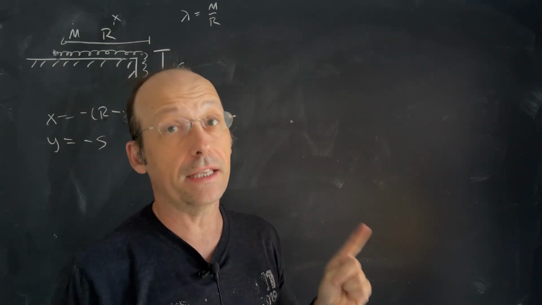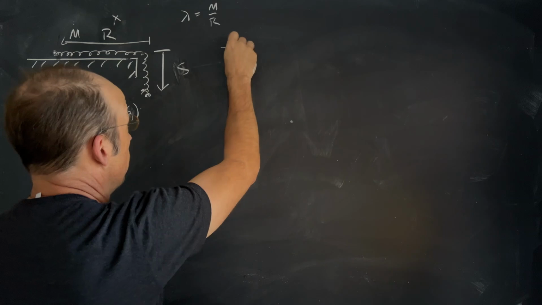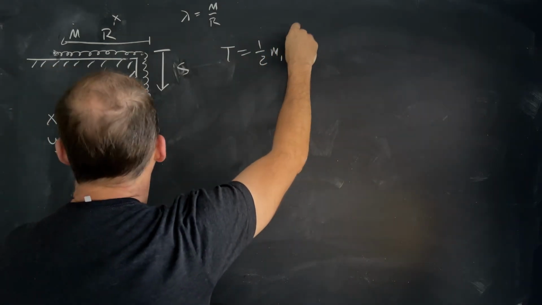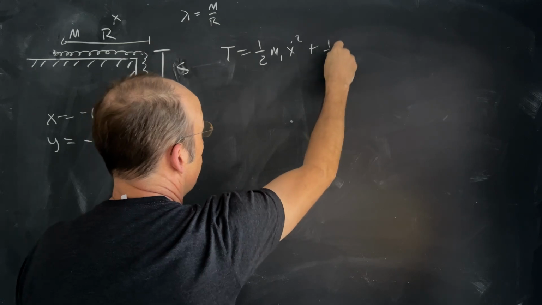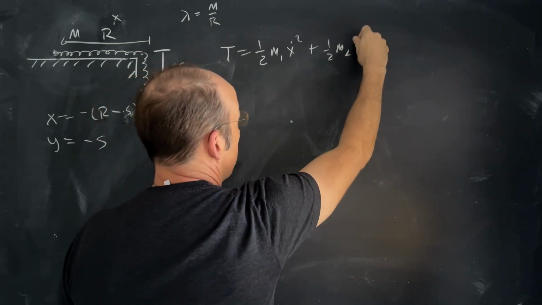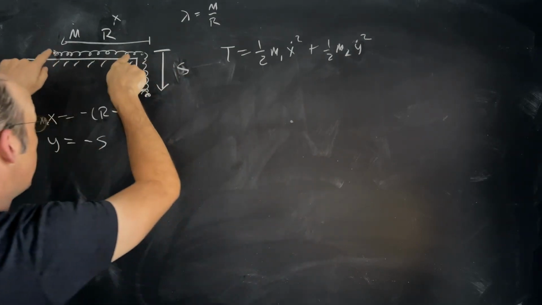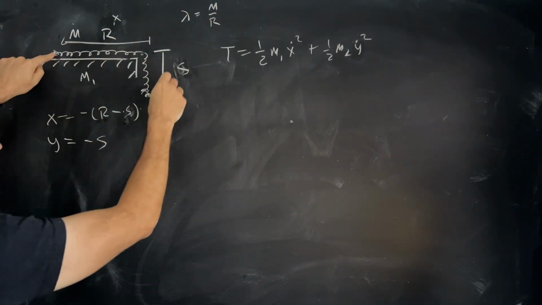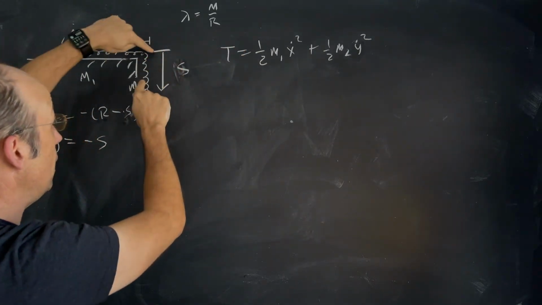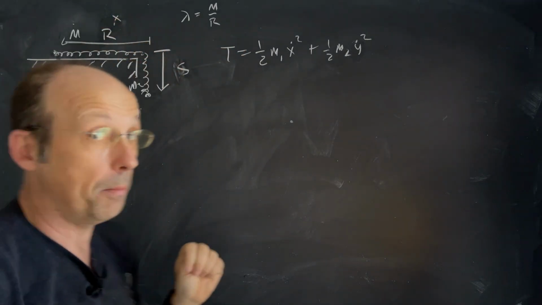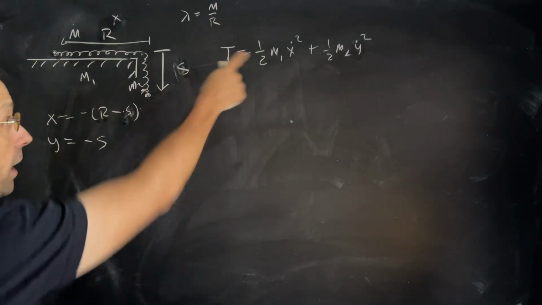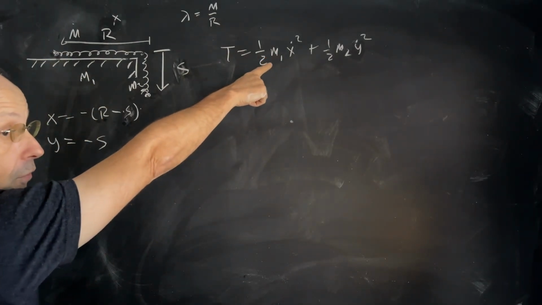Let's go ahead and write the kinetic energy. So the kinetic energy term is going to be 1/2 m1 x dot squared plus 1/2 m2 y dot squared. So this assumes that this is the mass m1 and this is the mass m2. And m1 only moves in the x direction, m2 only moves in the y direction. But m1 and m2 are not constant. I told you that. Okay. So let's find these derivatives first, and then we'll find an expression for m1 and m2.